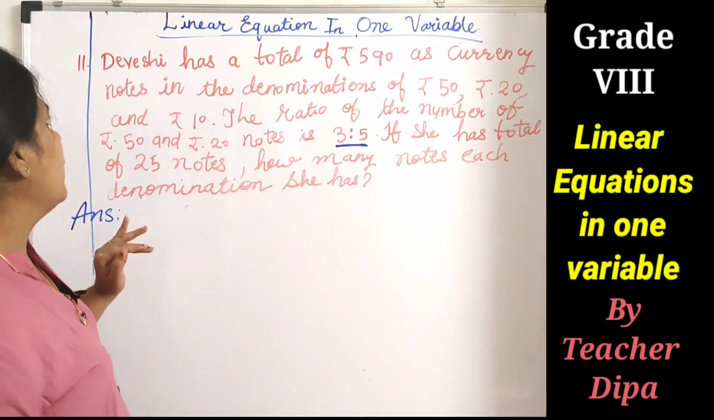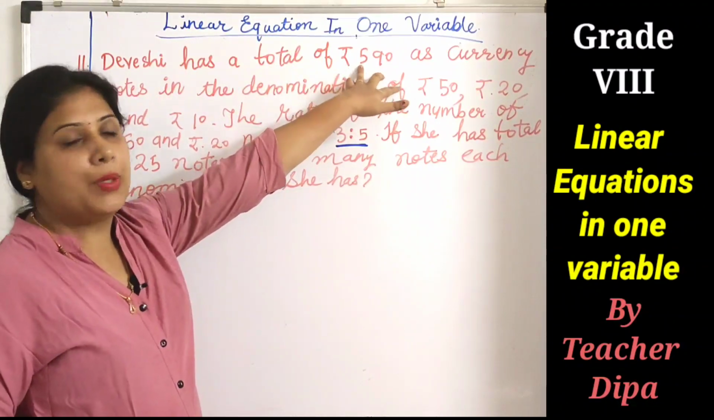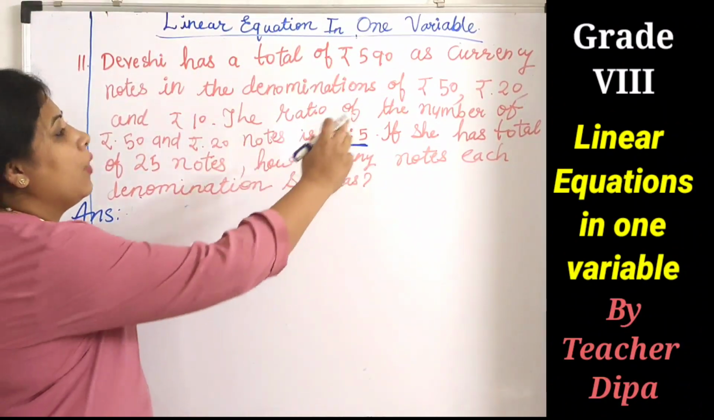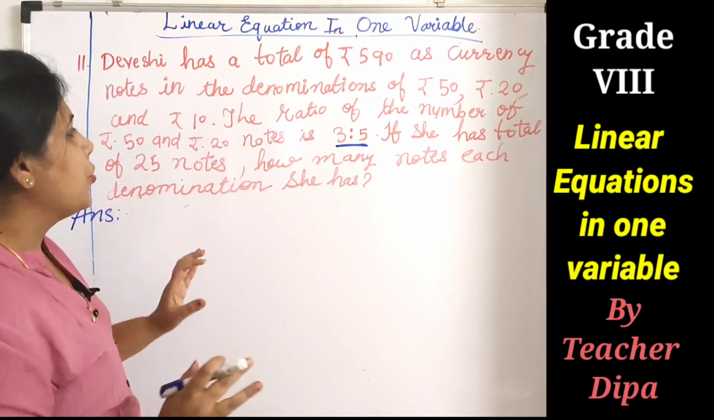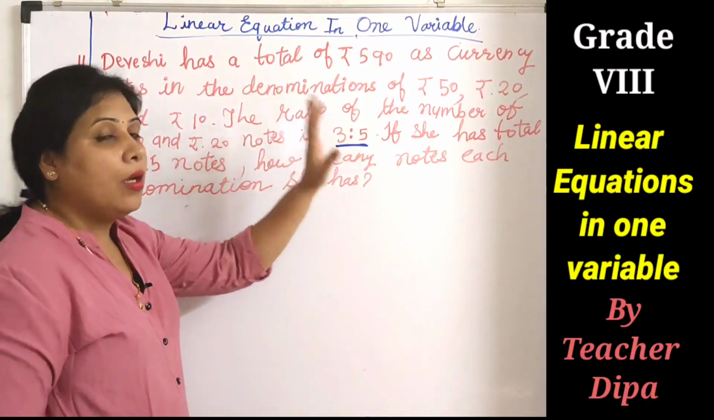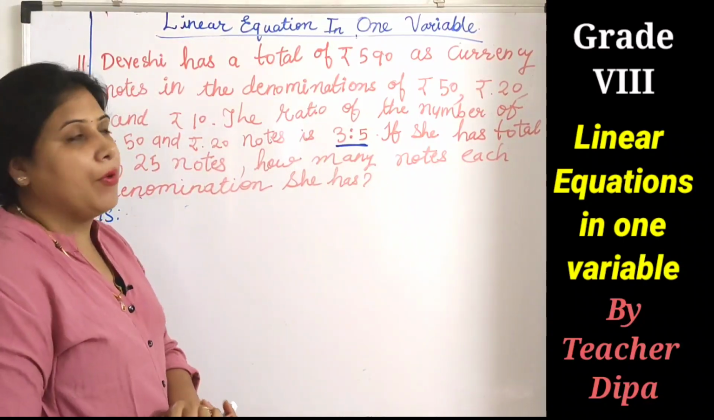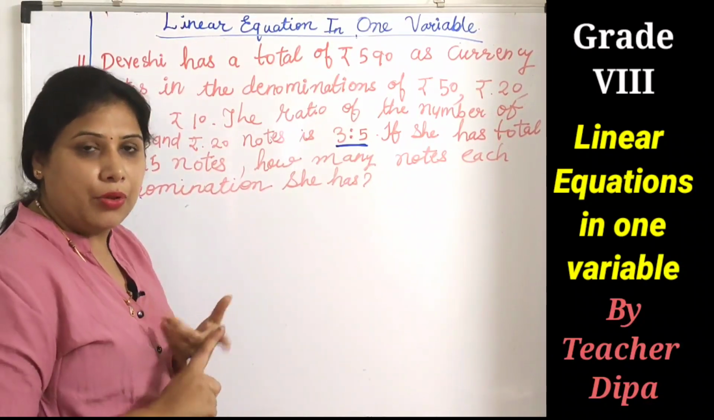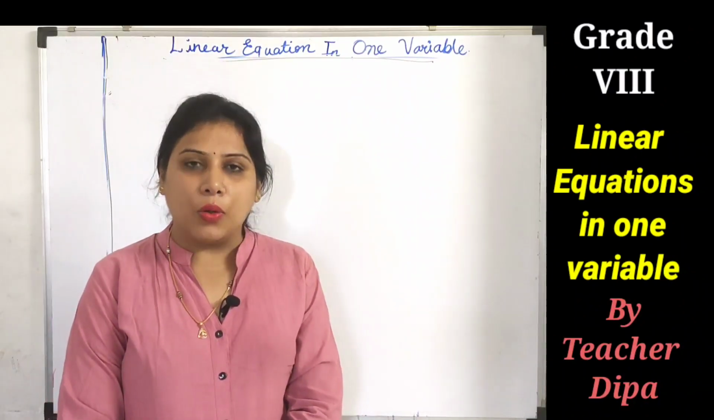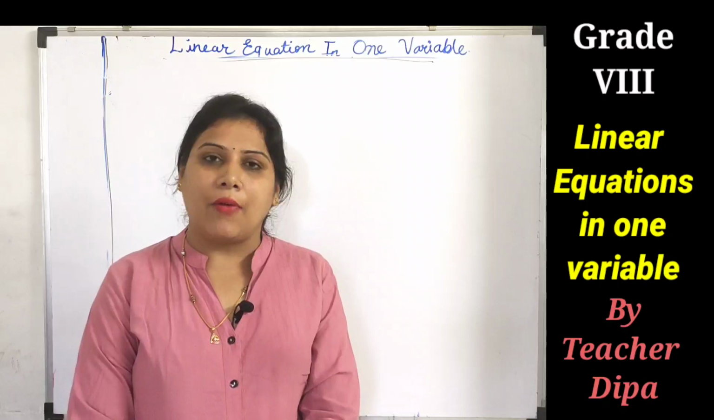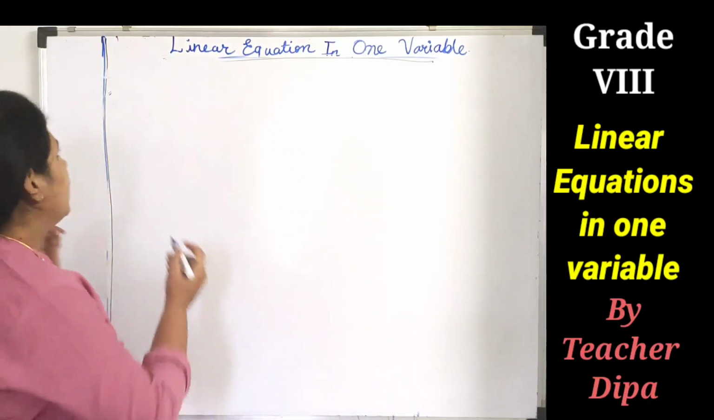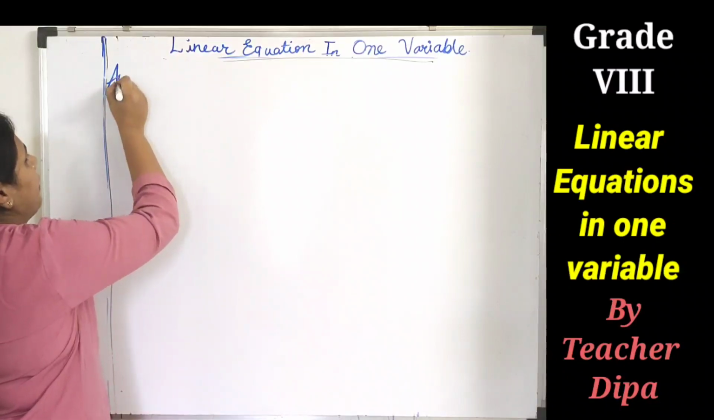Now what is given in the question? She is having total rupees, that is 590. In that 50 और 20 के notes का ratio है 3:5. अभी how many of all notes she is having? उसमें 50 के भी notes हैं, 20 के भी notes हैं, rupees 10 के भी हैं. So for that 50 rupees के और 20 rupees के notes she is having in the ratio of 3:5. So for solving the question we have to just write the answer.